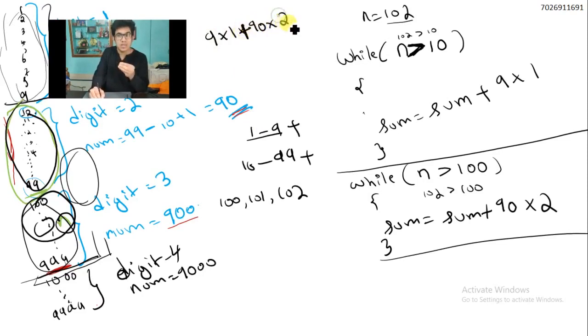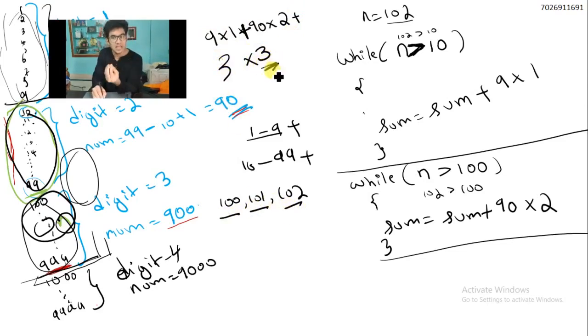Each number has 2 digits, I have done. Then, okay, each number has 3 digits. But how many numbers are there? 1, 2 and 3 numbers are there. So 3 numbers have 3 digits, right? 3 numbers have 3 digits, I have to tell. Okay, 3 numbers have 3 digits.